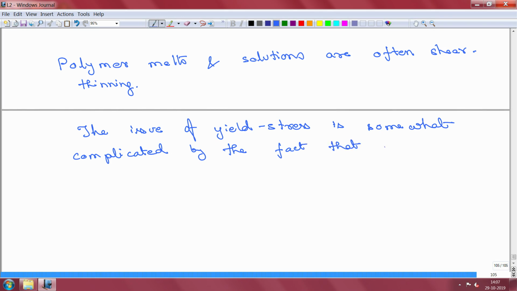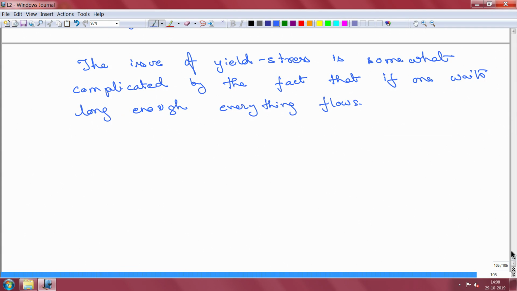So, this is somewhat complicated by the fact that if one waits long enough, everything flows. We will not address this in too much detail, but I will just simply say that when we say yield stress, it usually means that you are looking at the response almost immediately, in an instantaneous sense. So, I will leave it at that. Okay.